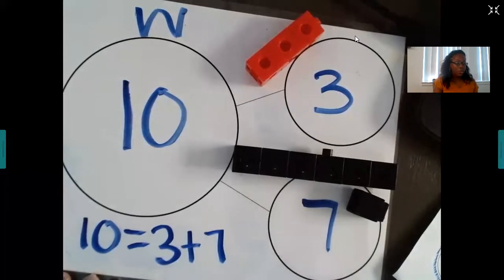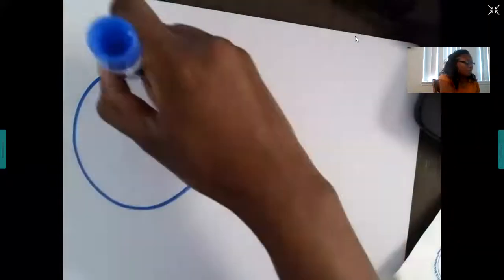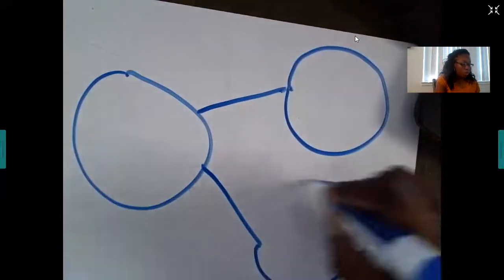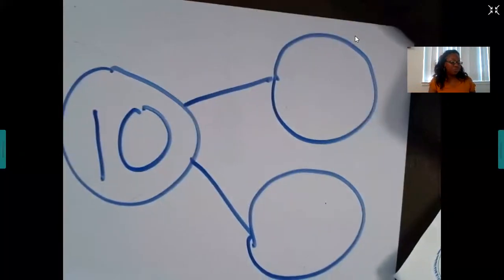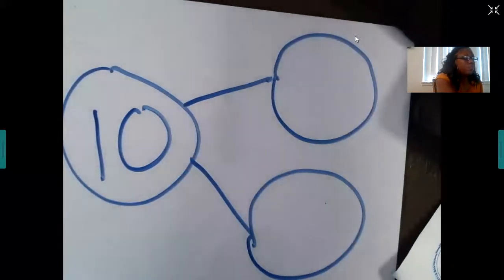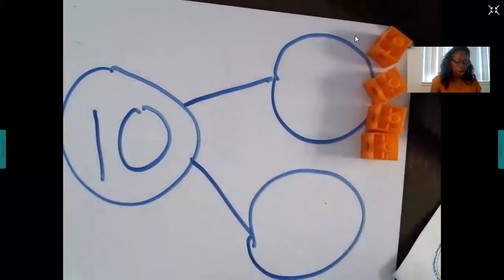Let's do another one. Follow along with me. Let's use our number bond board again. And remember, 10 is our whole, because I can find the part when my whole is 10. So, using my linking cubes, I'm going to put 4 in my first part. 1, 2, 3, 4.